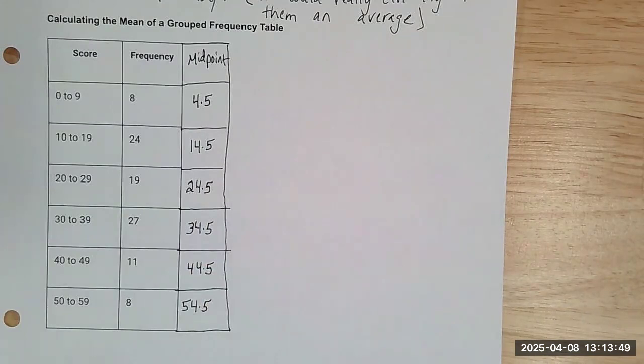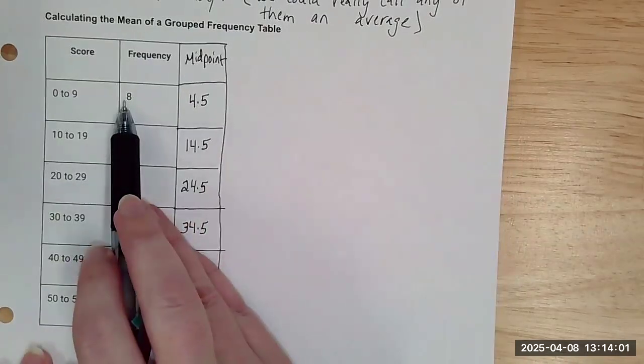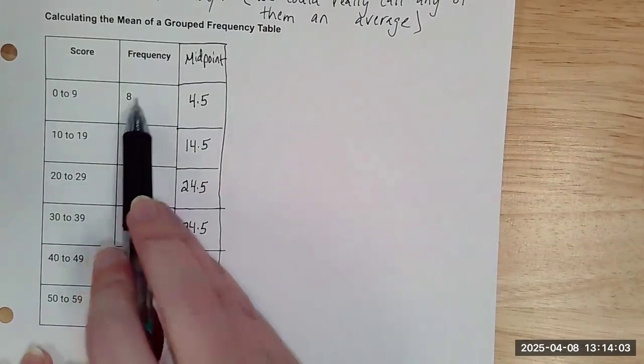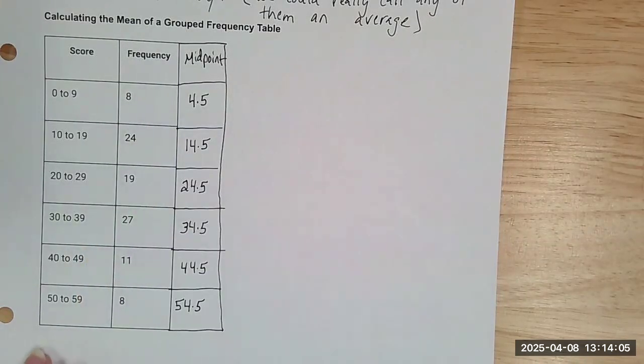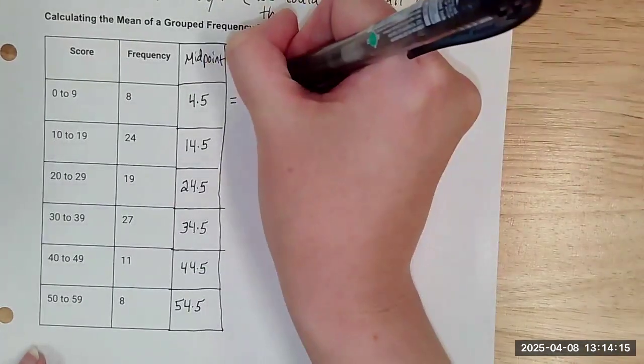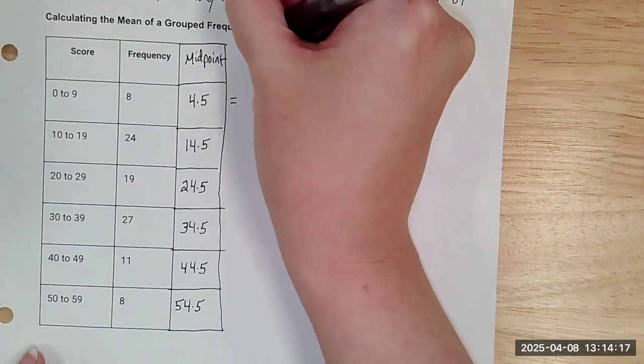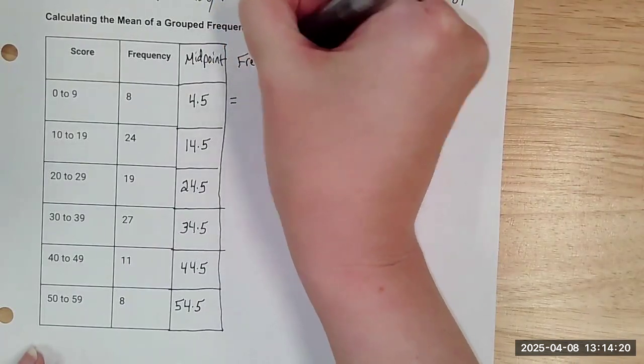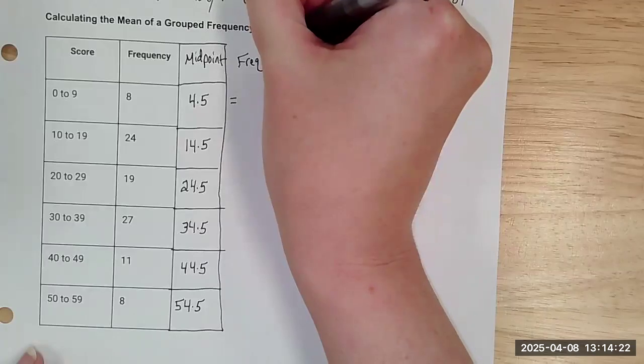Why are we taking the midpoint? We're taking the midpoint because if we average this score and multiply it by the frequency, that's going to make up for whatever the individual values were going to be. So the frequency says how many of them. We're going to do 8 times that 4.5. 8 times 4.5 gives us 36. Let's see. Frequency times midpoint.